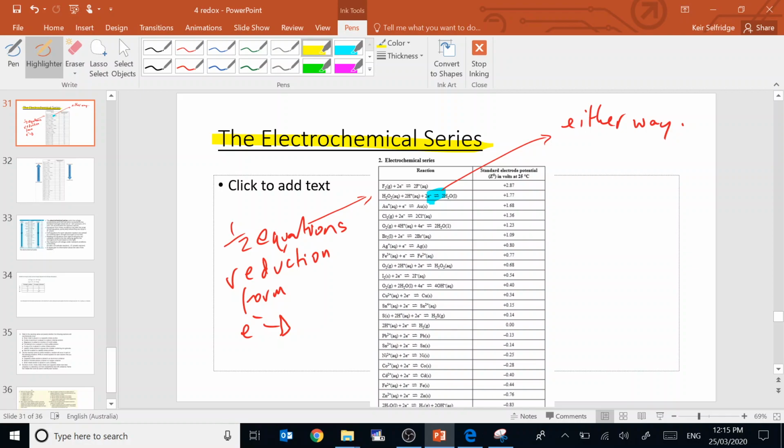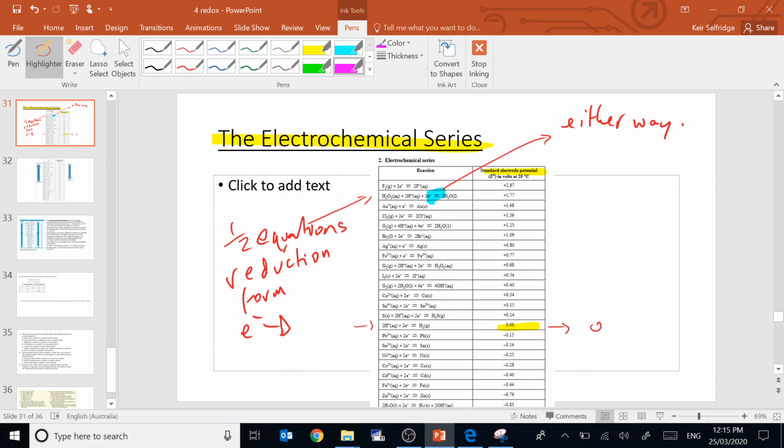And the final thing I want you to notice is these numbers here, the standard electrode potential, which we call the E0 value. They are all based on a standard. The standard is this hydrogen reaction in here. So we set that to 0, and everything that's above is positive and everything that's below is negative.